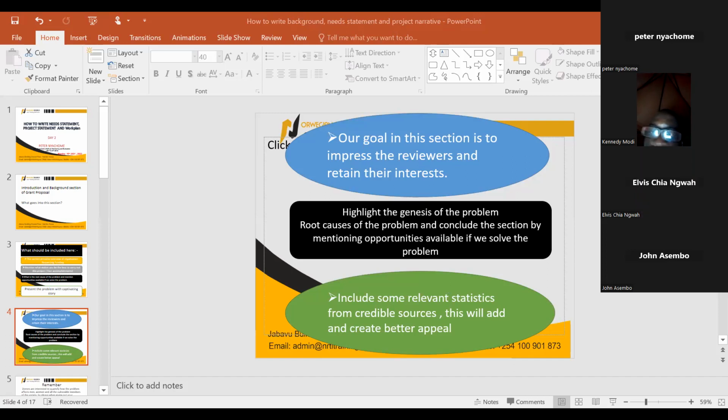Okay, highlight the genesis of the problem in this section of our introduction. When did this problem begin? And then also come up with what are some of the past interventions? Because perhaps you are not the only one who is seeing this problem for the first time. There are some people who have already tried to solve it.